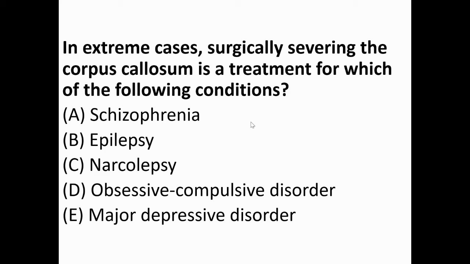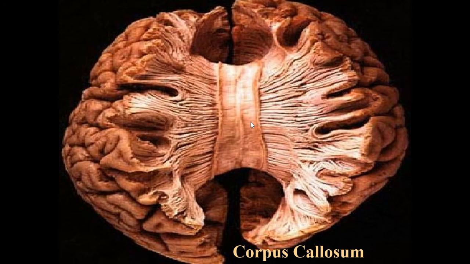Now, I forgot to teach you this. You'll see this if you watch a video called the split brain. Some people, and this is very rare, get a really bad case of epilepsy and they get a lot of seizures. Seizures are storms of electricity that go through your brain. In extreme cases, sometimes a neuroscientist will go in there and snip, snip, snip, and cut the corpus callosum.